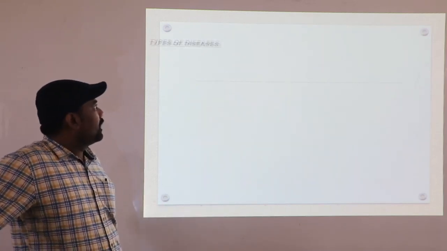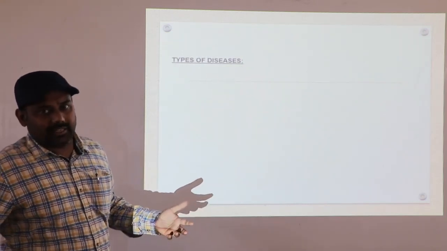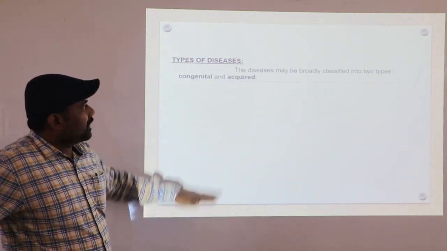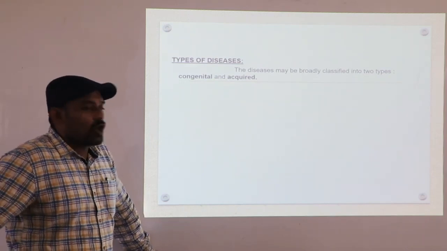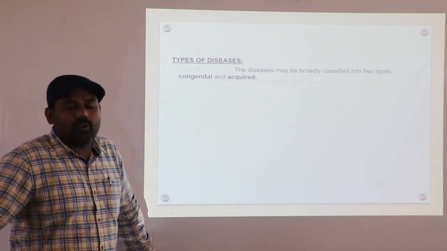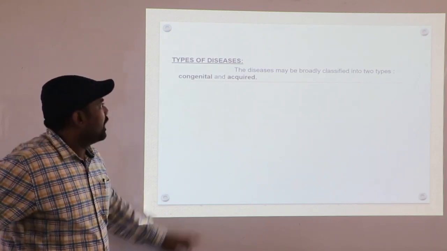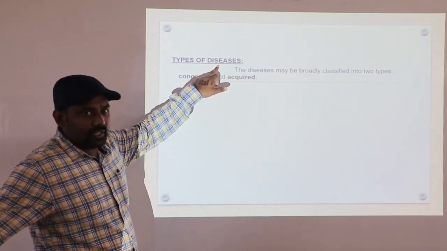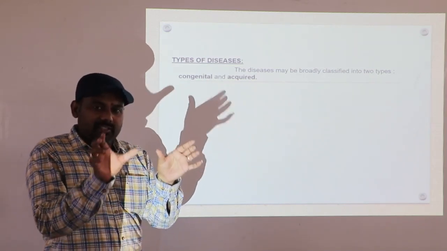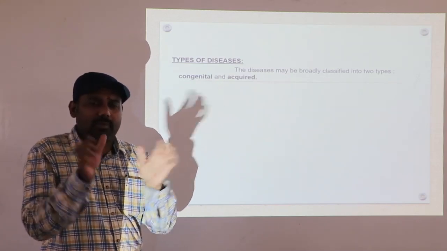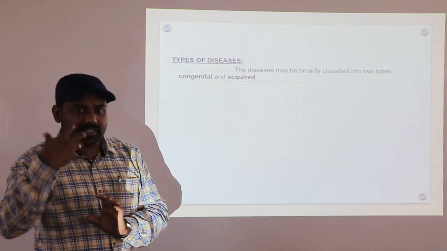Next, types of diseases. What are the types of diseases? Clear? Very simple. Diseases may be broadly classified into two types. One is congenital disease and one more is acquired diseases. Clear? So types of disease. We are going to classify this broad category of disease based only on when we are developing it. Clear?